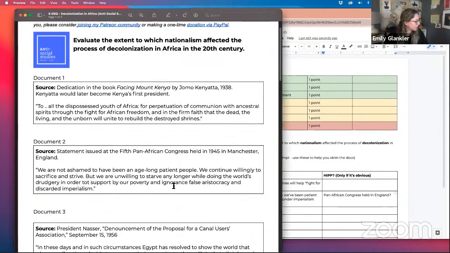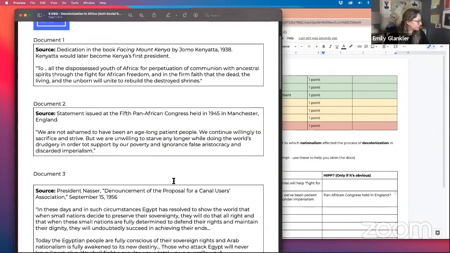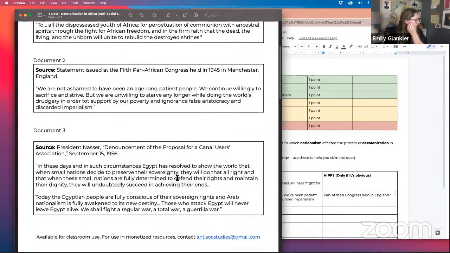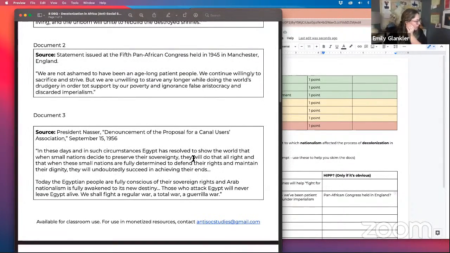Okay, document 3, President Nasser, denouncement of the proposal for a Canal Users Association, 1956. All right. And this is where this might jog your memory. You might be like, oh, Egypt, canal. Oh, right. I remember hearing something about the Suez Canal, and it wasn't just that a boat got stuck in it recently.